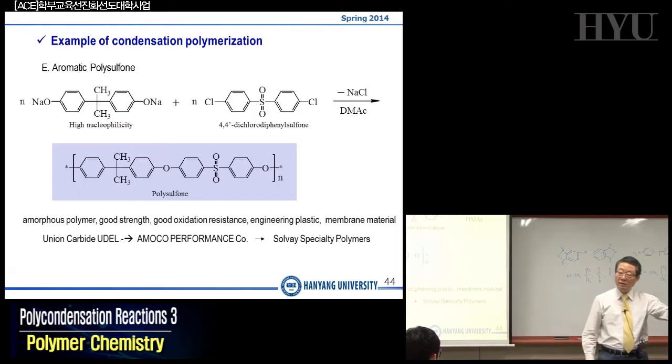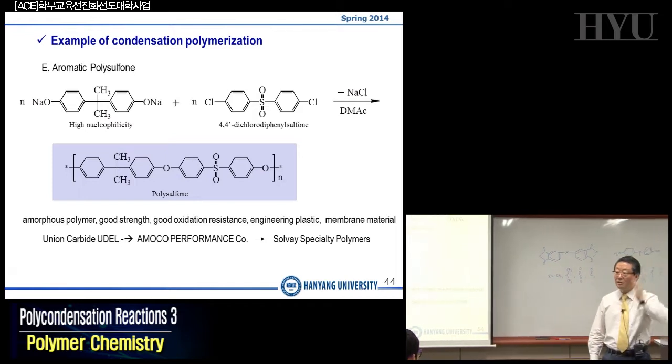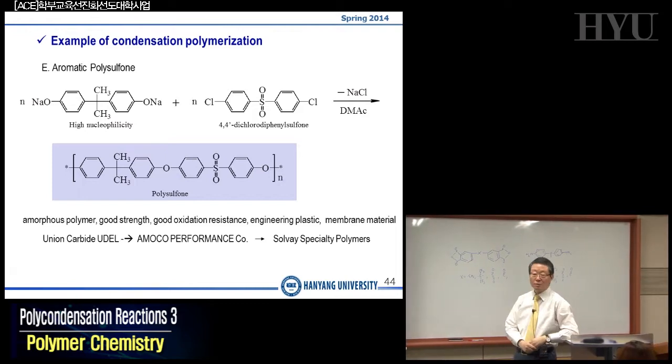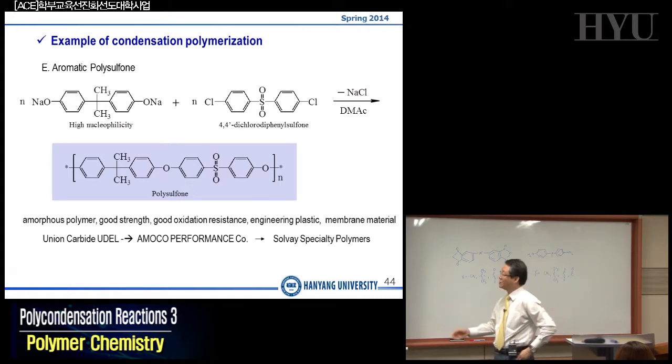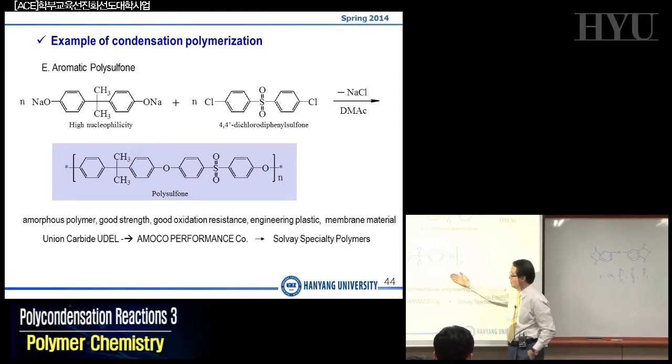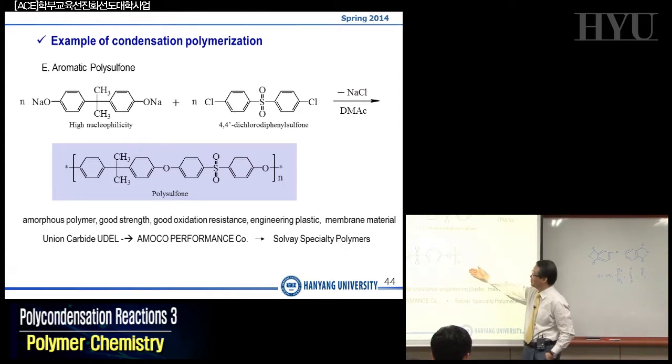And right now, from yesterday until today, we have a guest from Solvay Specialty Polymers from Georgia as well. And we will have a meeting this afternoon because we have a project with these guys. Anyway, this polysulfone polymer is produced by, right now, Solvay Specialty Polymers in the Georgia plant.